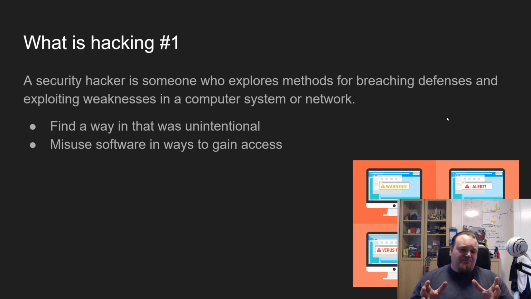In IT, that is quite different, because you're going to try and gain access to data, which is what most companies value the most. You want to get access to the data. The way you get access to that is, for example, by going through systems unintentionally, brute forcing your way through it, or some other way. But all that is quite advanced and difficult to explain in a small slideshow. So I'm just going to say that hacking is finding a way in that was unintentional, or misusing software in some way to gain access.